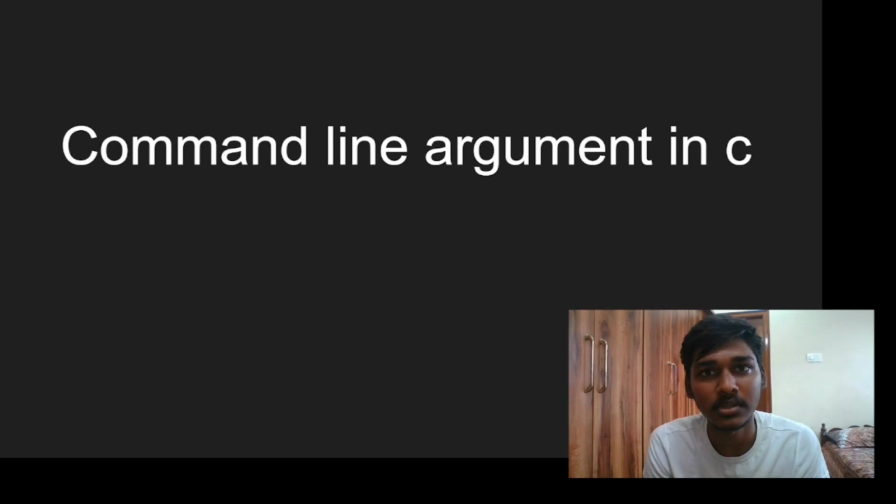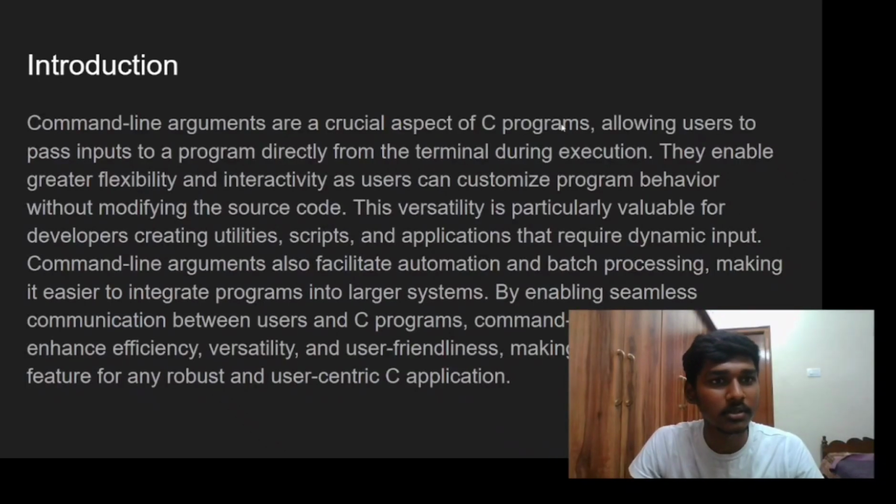Today I am going to discuss command line arguments in C. Introduction. Command line arguments are a crucial aspect of C programming, allowing users to pass inputs to a program directly from the terminal during execution. They enable greater flexibility and interactivity as users can customize program behavior without modifying the source code.